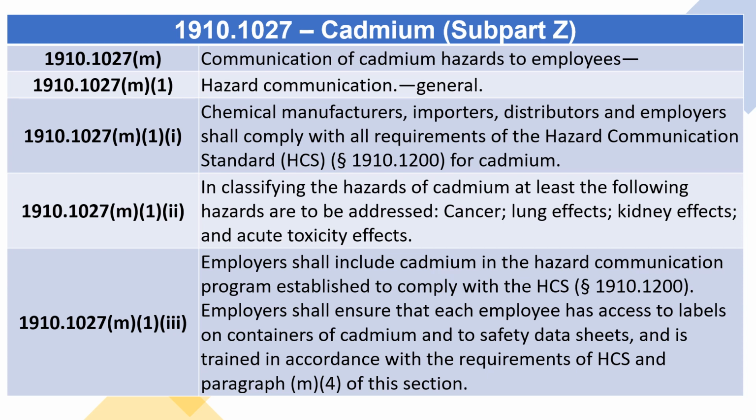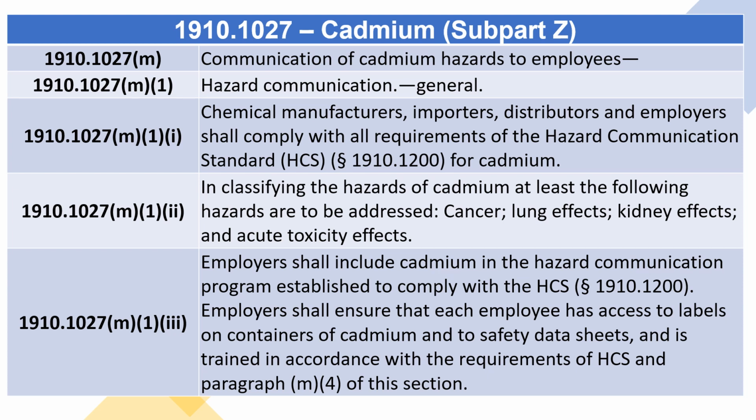Chemical manufacturers, importers, distributors, and employers shall comply with all requirements of the Hazard Communication Standard, HCS, Section 1910.1200, for cadmium. In classifying the hazards of cadmium, at least the following hazards are to be addressed: cancer, lung effects, kidney effects, and acute toxicity effects.